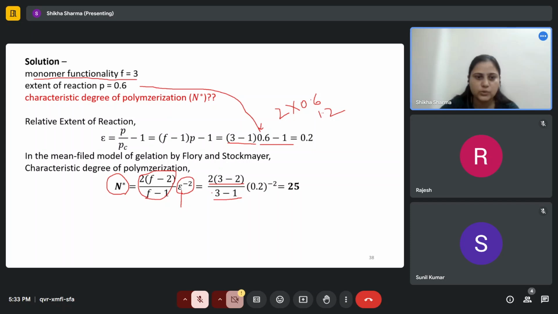So we can put this in the formula, with 0.2 to the power minus 2, right? So 2 into 3 minus 2, which is functionality minus 2, which is 1. 2 into 1 is 2, so in the numerator it is 2. Functionality minus 1 is equal to 3 minus 1, which is 2, so 2 divided by 2 multiplied by 0.2 to the power minus 2, which is 1 upon 0.2 squared, which is 1 upon 0.04, right? So when we solve it, we get 25 as our characteristic degree of polymerization.